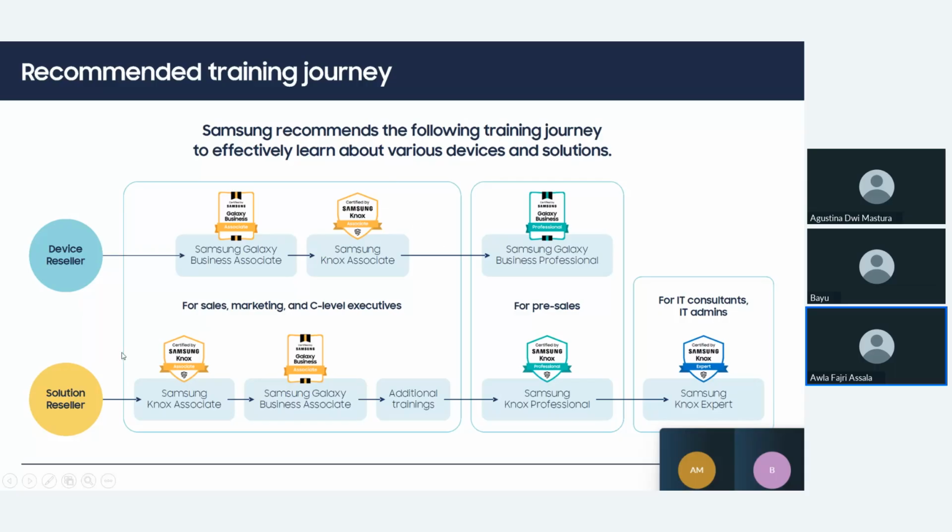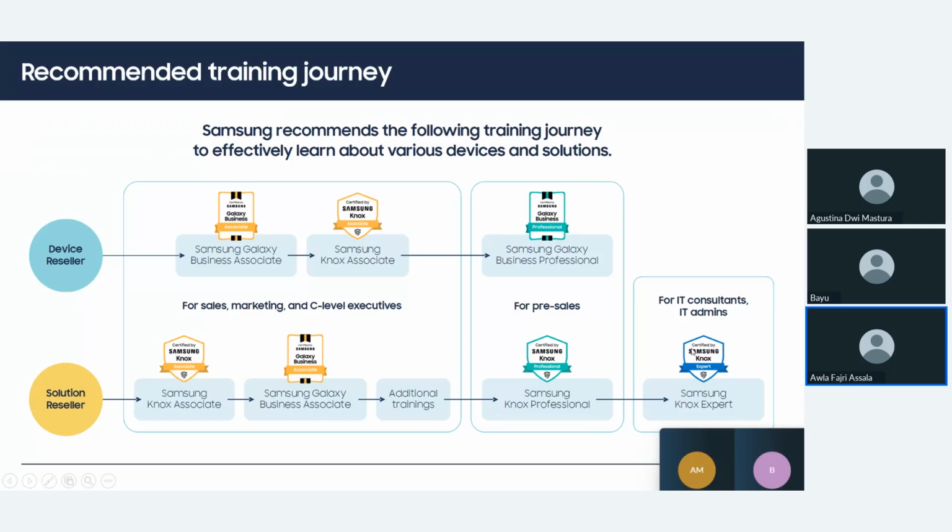Meanwhile, if you are a solution reseller, you are also selling our Knox or our services, or maybe even further, you are also our MSP, we expect you to get certified in Samsung Knox Associate, Galaxy Business Associate, and complete all our additional trainings. And if you are a pre-sales, we expect you to complete our Knox Professional. And even if you are an MSP, we expect you to complete our Samsung Knox Expert. This Knox Expert is also the requirement if you would like to advance on our MSP tier.